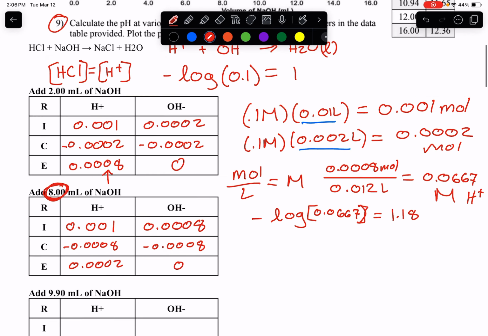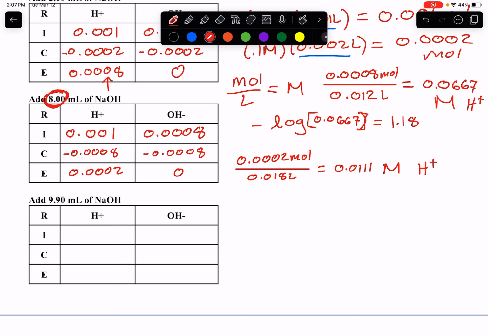So we have 0.0002 moles of hydrochloric acid divided by the 0.018 liters. That gets us 0.0111, you could round it wherever, of molarity. I would say at least 3 non-zero digits here though. Molarity of our H plus, which is the same as the hydrochloric acid, and then the negative log of that gets you 1.95 for pH.